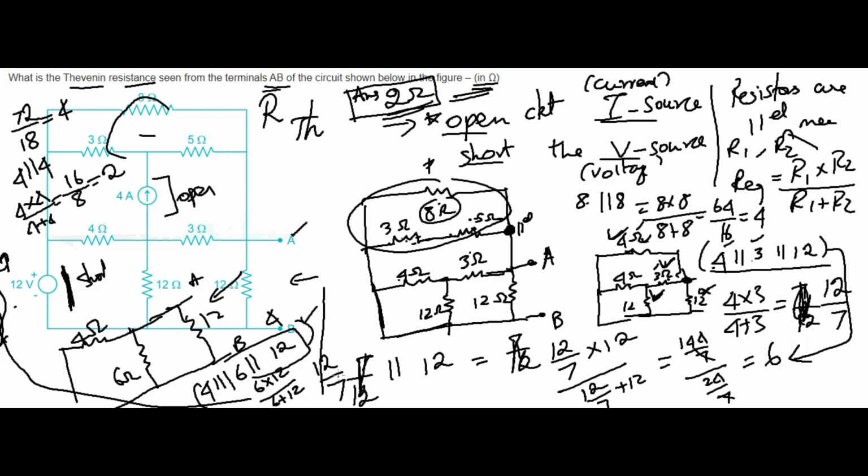12/7 is parallel to what? This 12/7 is parallel to this 12. So 12/7 into 12 divided by 12/7 plus 12 is equal to 144/7 divided by 24/7.